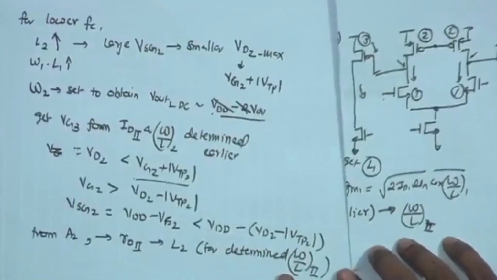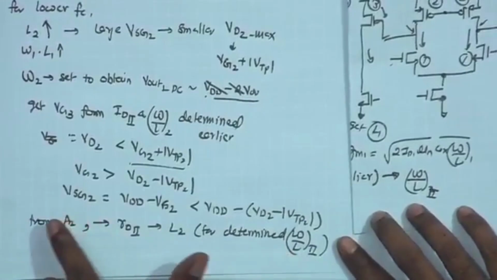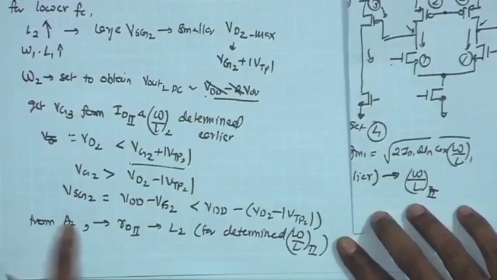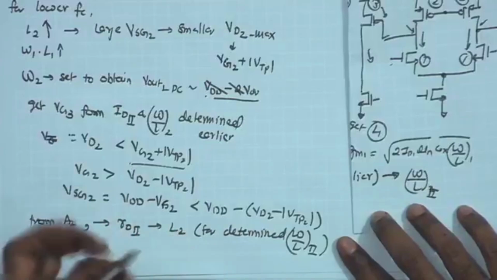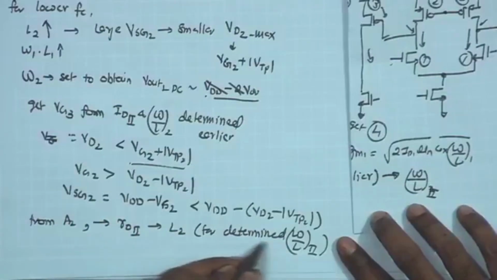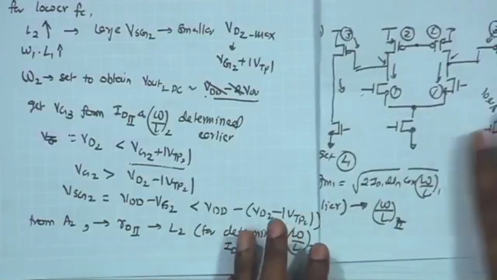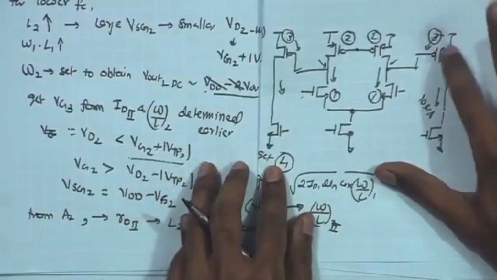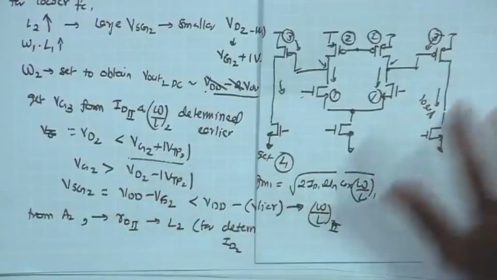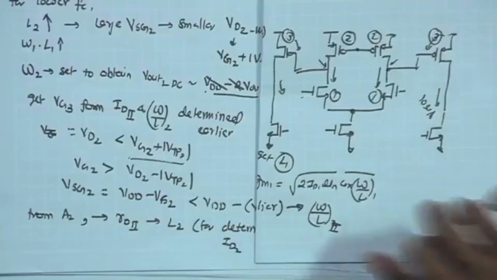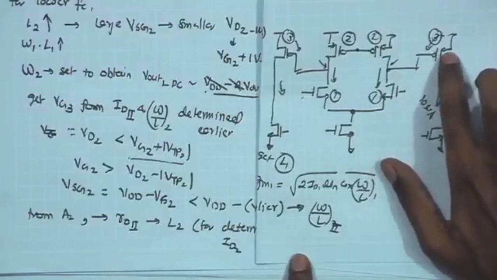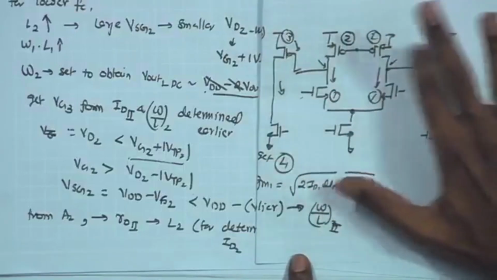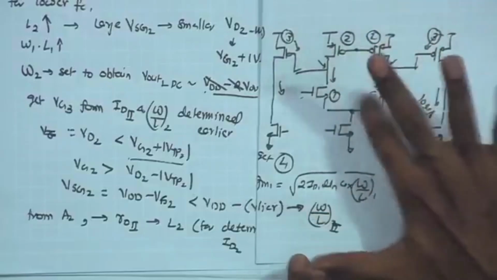So W by L2 has already been determined previously. I have the A2 known for the second stage around 100, and therefore RO2 known, and that is going to give me the L2 for a given W by L2 and ID2. So that basically gives me the W by L2 of this device, and also the W and L individually. So I have the W and L of the M3, M2, M1 known.